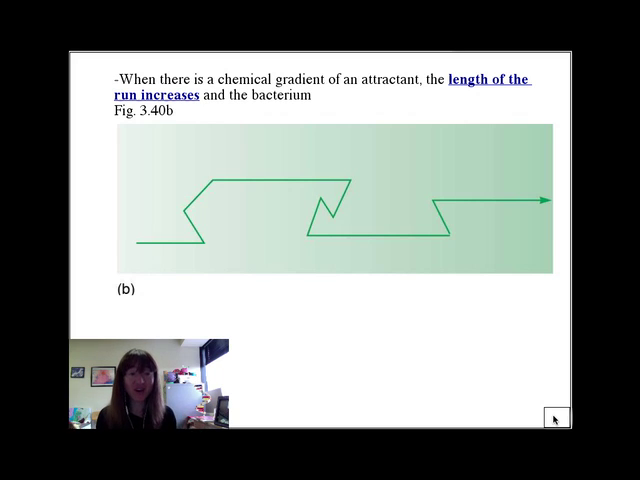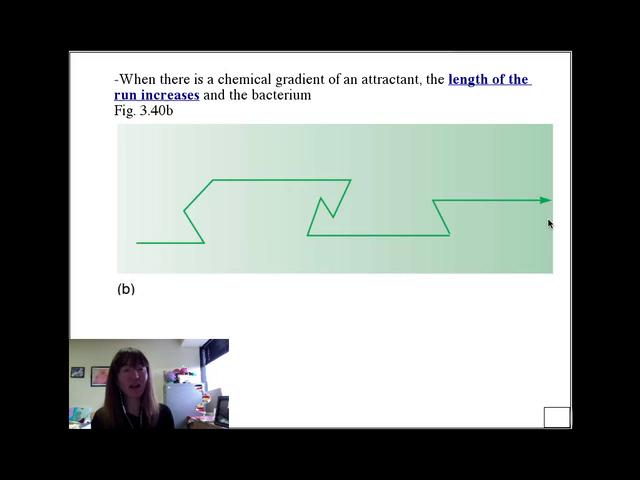albeit via a very convoluted path, but it gets from here to there by increasing those runs and eventually finding its way to wherever the chemical attractant is. So this side of the arrow is showing where the chemical attractant is, and the increasing green color shows you that the concentration is getting higher. From this area, the chemoattractant is very low, to this area where the chemoattractant is very high.